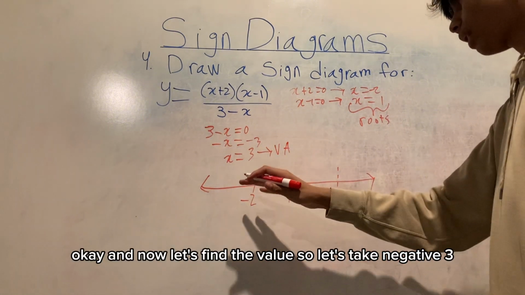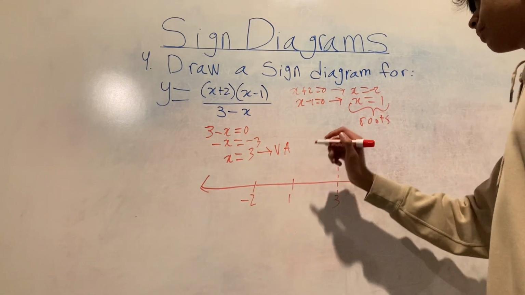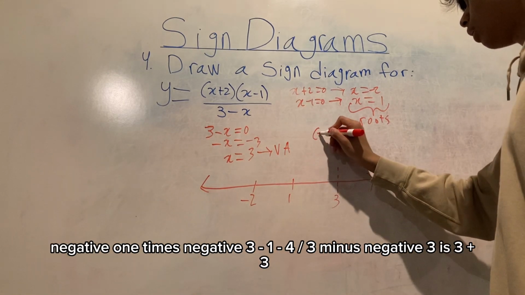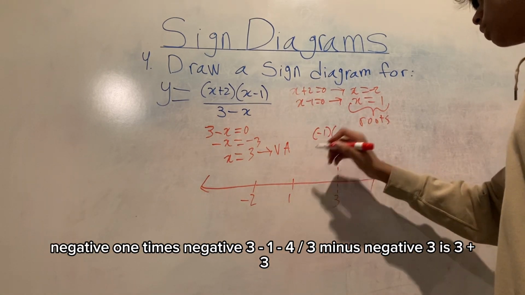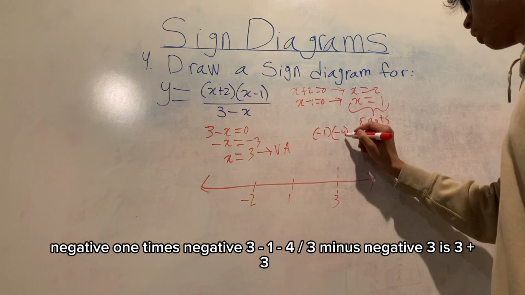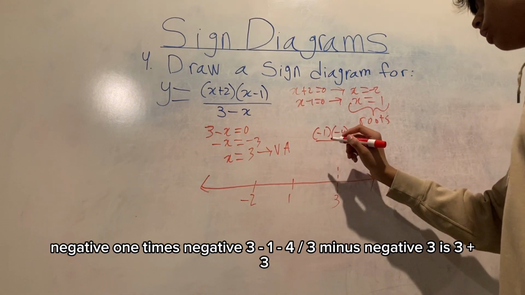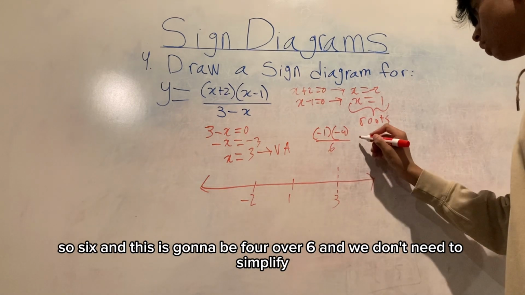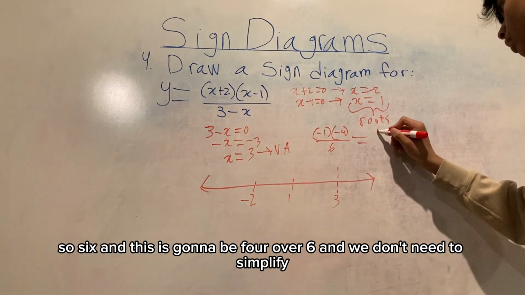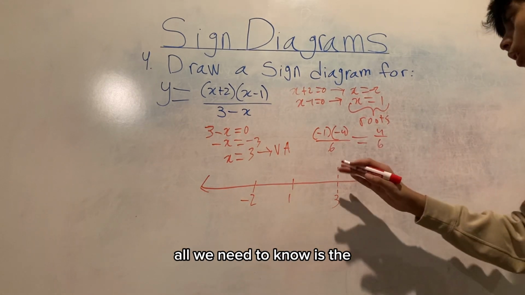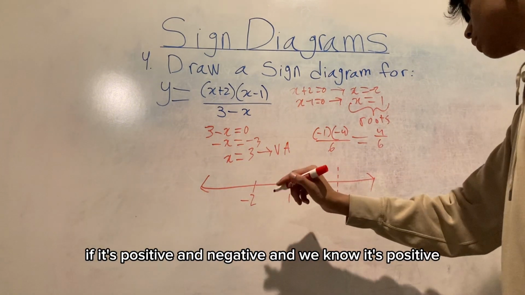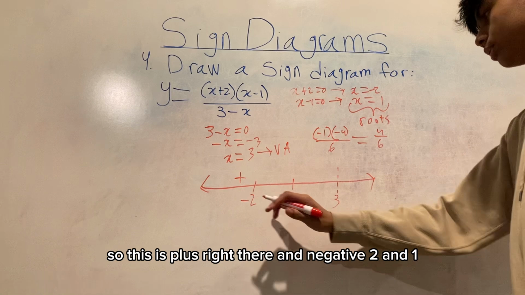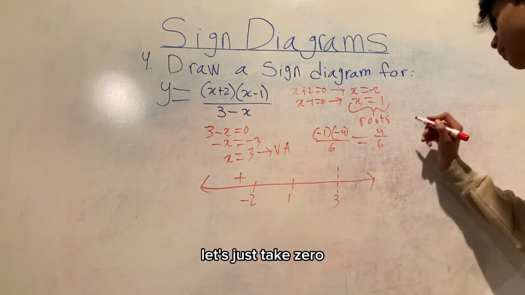Okay, and now let's find the value. So let's take negative 3. So if we take negative 3, we'll have negative 3 plus 2, negative 1, times negative 3 minus 1, negative 4, divided by 3 minus negative 3, which is 3 plus 3, so 6. And this is going to be 4 over 6. And we don't need to simplify. All we need to know is if it's positive or negative, and we know it's positive, so this is plus right there. And between negative 2 and 1, let's just take 0.